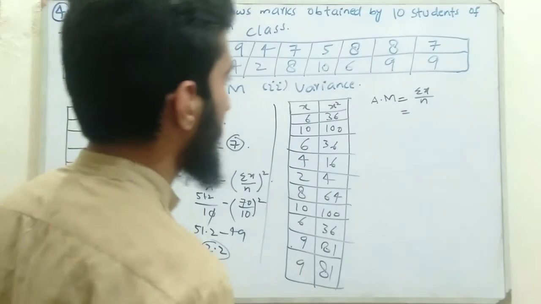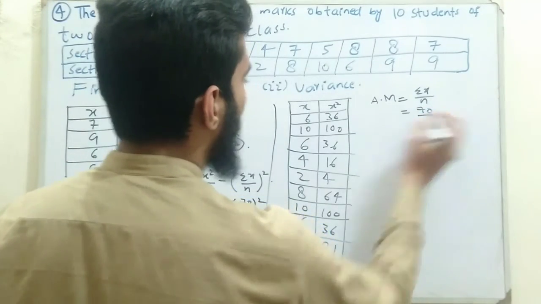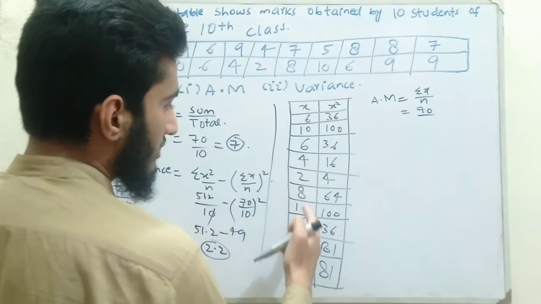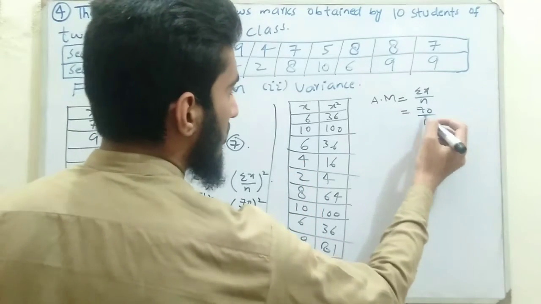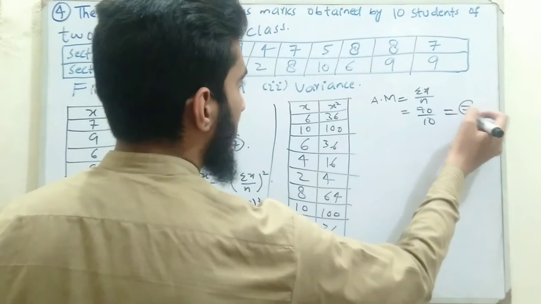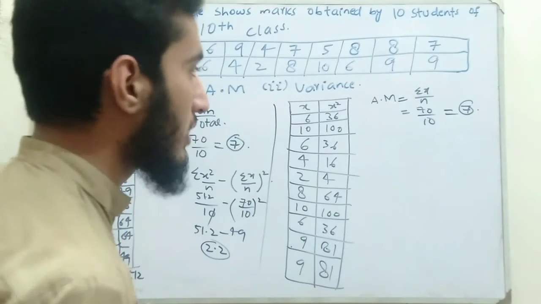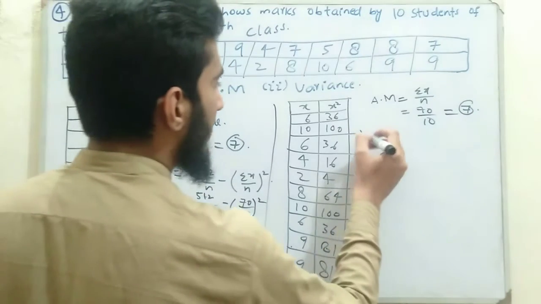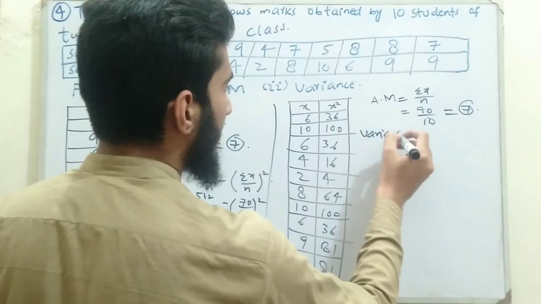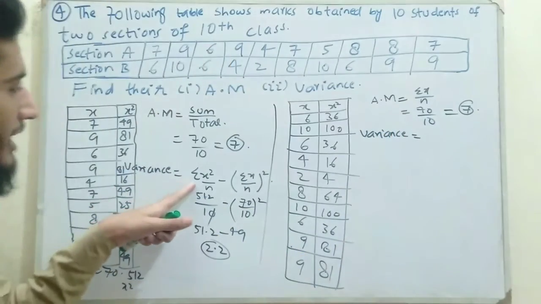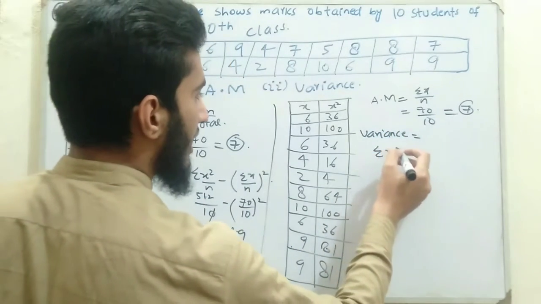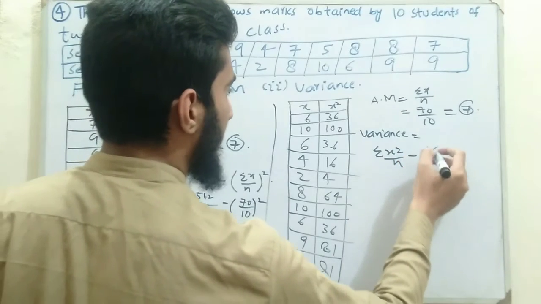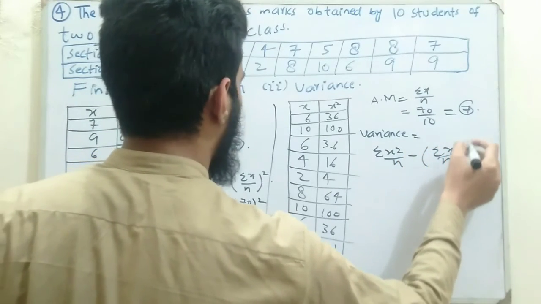70. So 70 divided by the total number of values, 1 2 3 4 5 6 7 8 9 and 10, so 10. So 70 divided by 10 gives us 7. So the arithmetic mean in this case is also 7. Now we are going to find the variance by using the same formula. Variance is equal to summation of x square divided by n, minus summation of x divided by n, whole square.